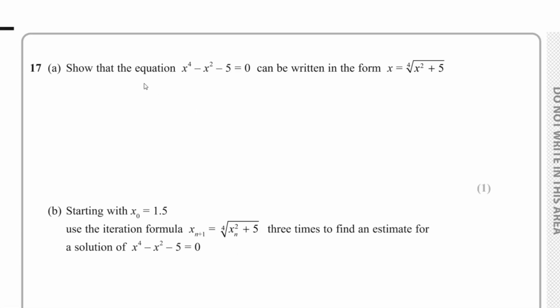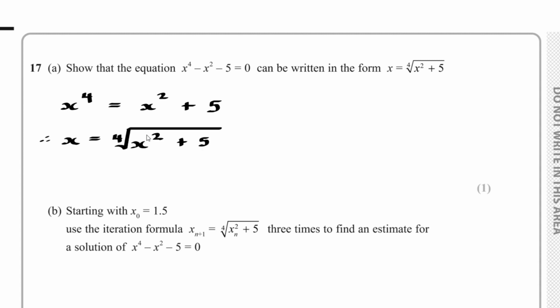Question number 17, part A, we have to show that the equation x to the 4 subtract x squared subtract 5 equals 0 can be written in the form x equals the 4th root of x squared plus 5. The first thing we can do is add x squared plus 5 to both sides. That leaves us with x to the 4 equals x squared plus 5. And if I take the 4th root of both sides, we can therefore conclude x is equal to the 4th root of x squared plus 5, which is what we wanted to show.